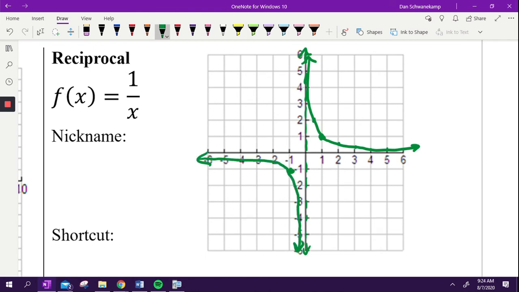So, not a great name. This is just called a reciprocal graph. But I'll refer to it as the cool kid. Because you are being the cool kid when you throw those up and walk down the hallway.